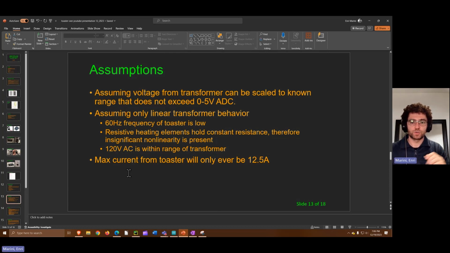And that the 120 volt AC power that's supplied by the wall is always a perfect sinusoidal 120 volts AC. There's no interruptions, and that your power is clean and pure, and there's no issues to take into account there. And again, obviously, we're assuming that the highest current that can be achieved from the toaster is 12.5 amps.